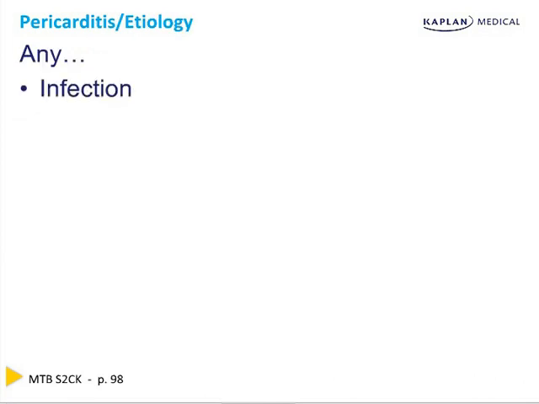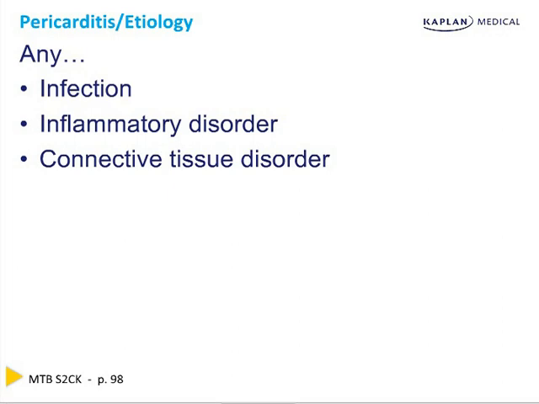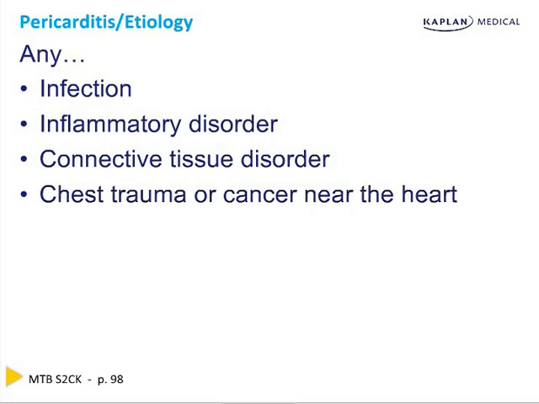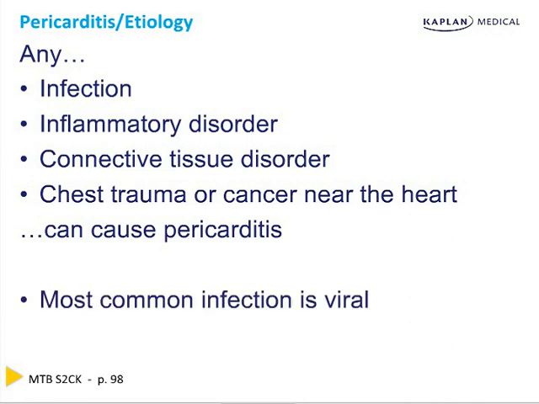That's why any infection, although virus is the most common cause of pericarditis, and any inflammatory disorder or connective tissue disorder, although lupus and uremia are the most common, and any chest wall trauma or cancer near the heart can cause pericarditis. Which of the following is the most common cause? And the answer is virus.